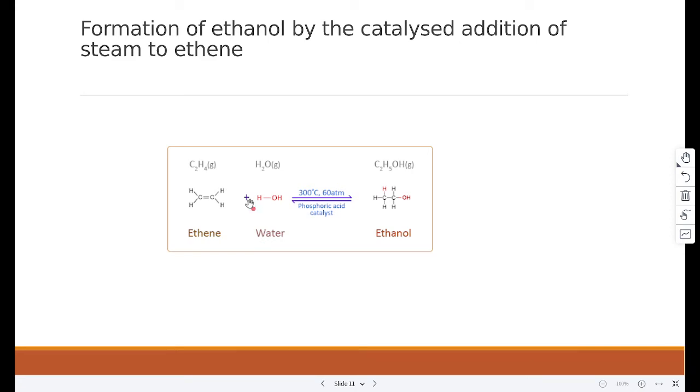Manufacture of ethanol by hydration of ethene. So you can see that the ethene double carbon bond is broken down and an OH and H group is added right here. Now this compound is ethanol, an alcohol.